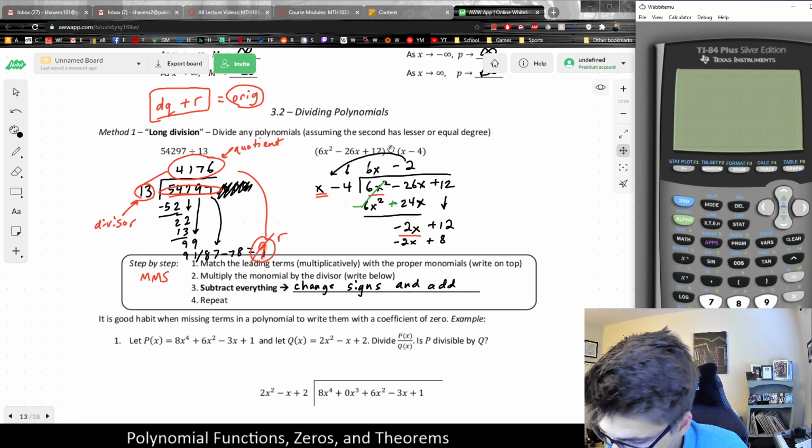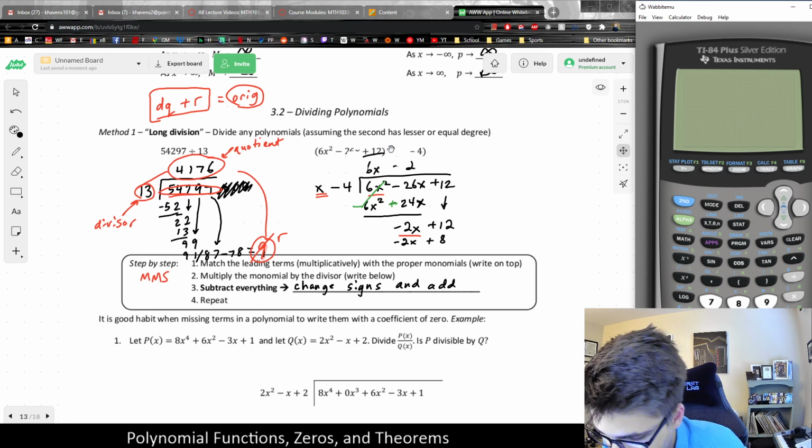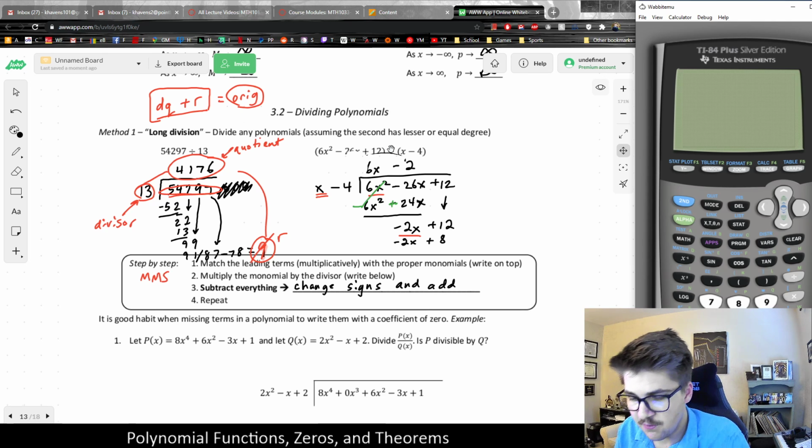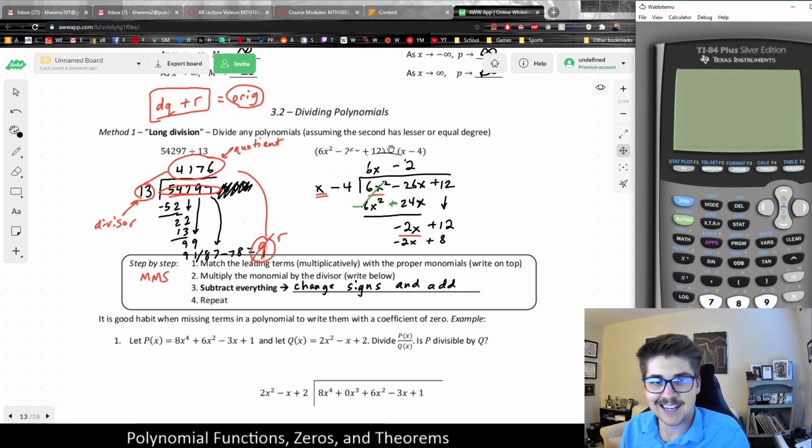And the thing that's very easy to mess up with these is the negatives. So I urge you to be as careful as you possibly can with the distributive property and with changing the signs for step number 3, because if you're making a mistake, that's probably where it's going to happen. There are so many negatives in changing the signs.